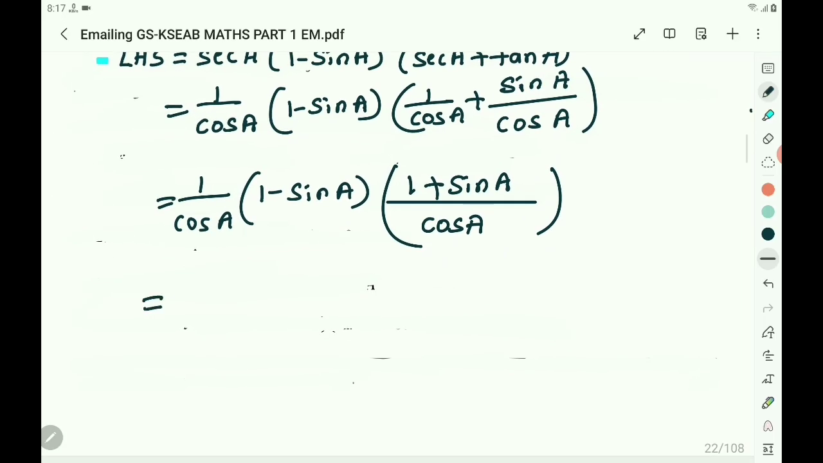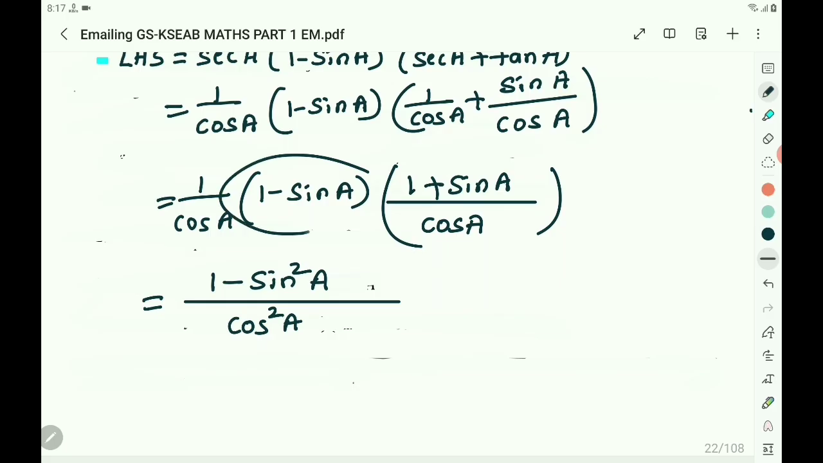Now then you can write cos A into cos A is cos square A. That comes in the denominator. 1 minus sin A into 1 plus sin A is 1 square minus sin square A. You can write 1 square is 1, so 1 minus sin square A. You know that cos square A plus sin square A is equals to 1, then 1 minus sin square A is cos square A. You got cos square A by cos square A, which is equals to 1.